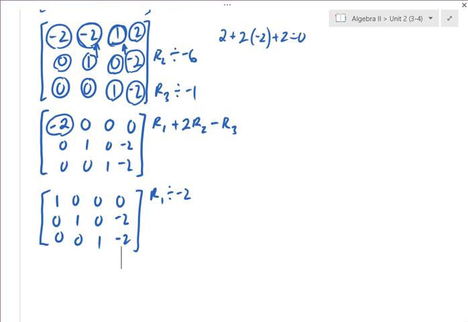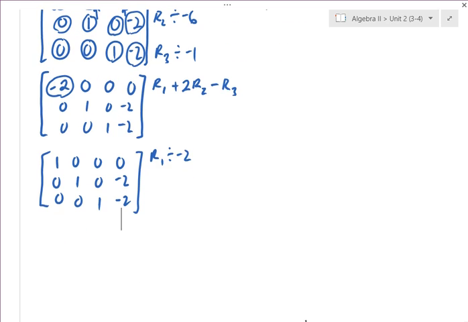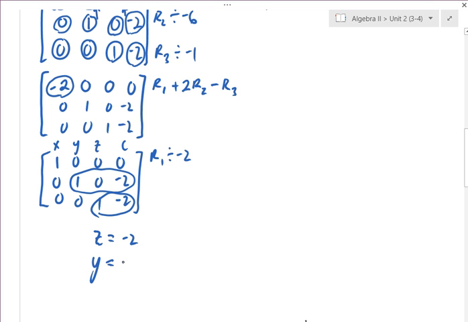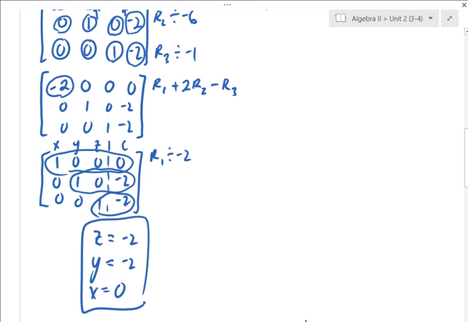And notice now how that just gives us the solutions, because remember this column represents x's, y's, z's, and then the constant. So this tells me that z equals -2. What does this tell me? Y equals -2. And what does this tell me? X equals 0. Okay, remember we have an equal sign here, so that means 1x equals 0. So now we have our 3 solutions.